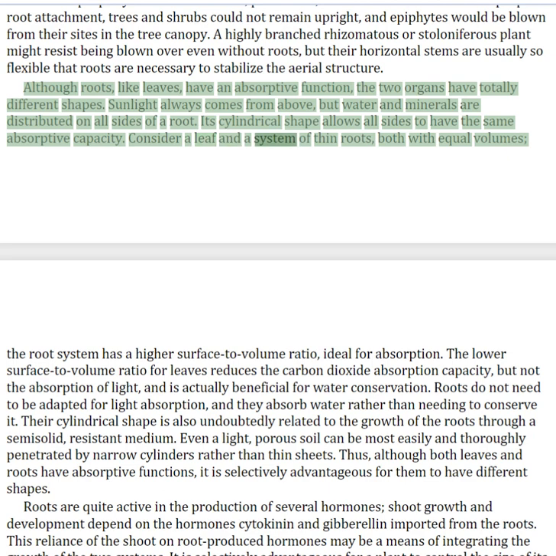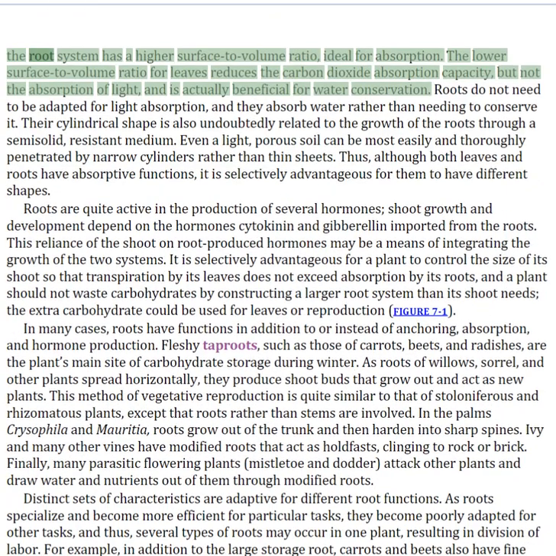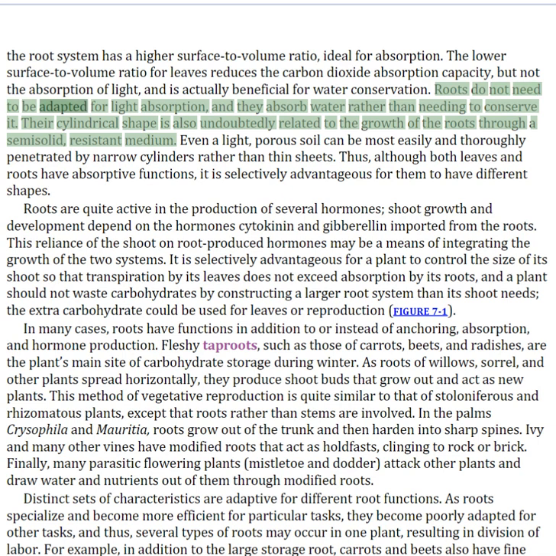Consider a leaf and a system of thin roots, both with equal volumes. The root system has a higher surface-to-volume ratio, ideal for absorption. The lower surface-to-volume ratio for leaves reduces the carbon dioxide absorption capacity, but not the absorption of light, and is actually beneficial for water conservation. Roots do not need to be adapted for light absorption, and they absorb water rather than needing to conserve it.